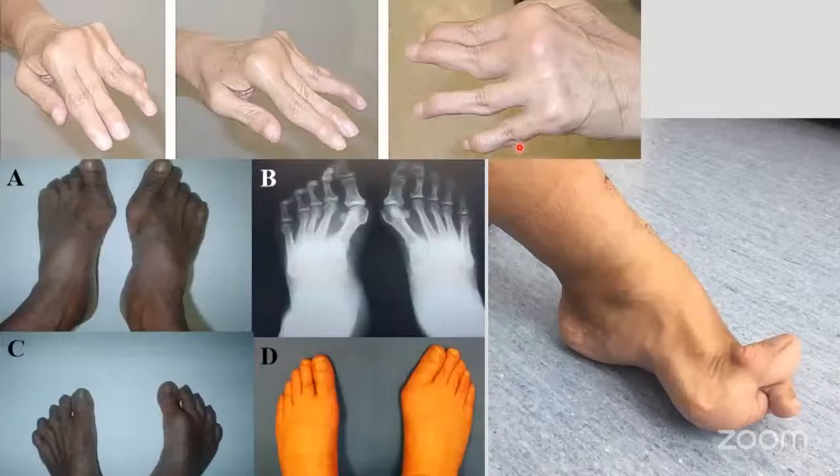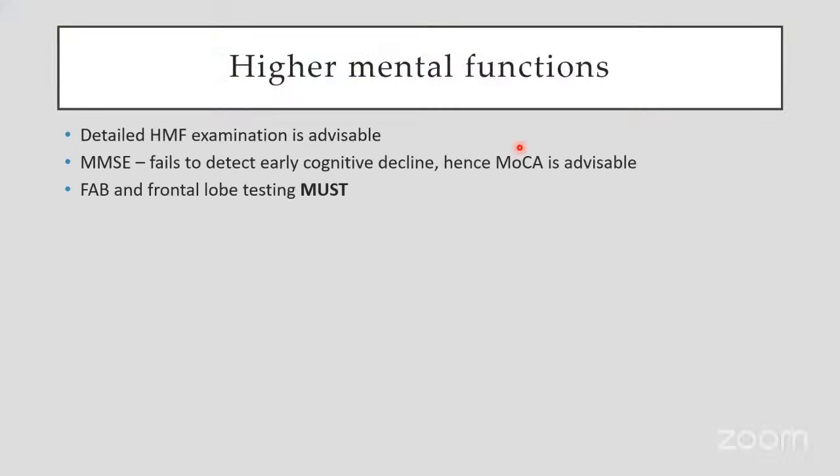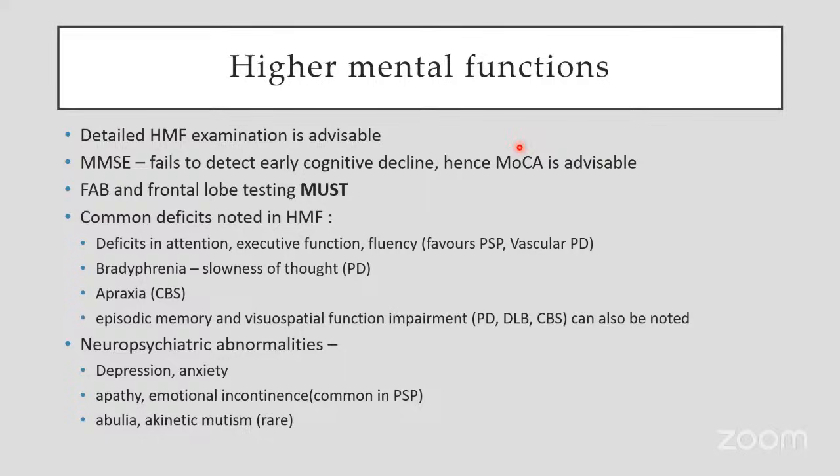So dystonia and striatal toe we can see in this. Going into higher mental functions, MMSE is a must to be done, and MoCA is also advisable, and FAB is a must because of the frontal lobe problems which we see, like in PSP. There will be an attention deficit, executive function, and fluency abnormality.